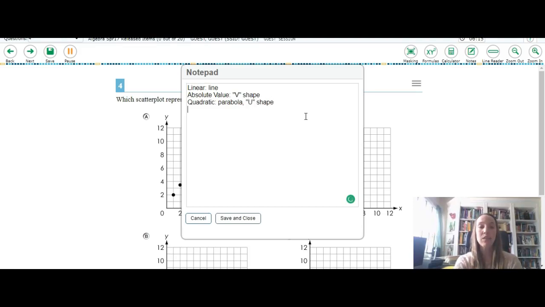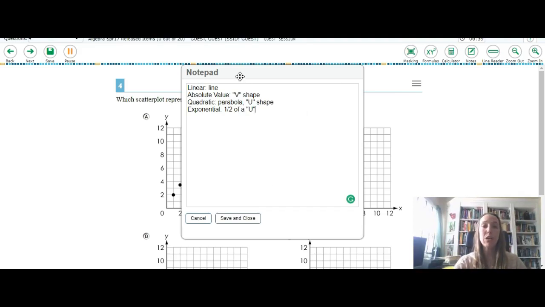And then the last function that we've learned about is exponential. And remember, exponential kind of looks like half of a parabola. It curves up a little bit along the x-axis and then goes up. So we're going to say half of a U for lack of a better description.